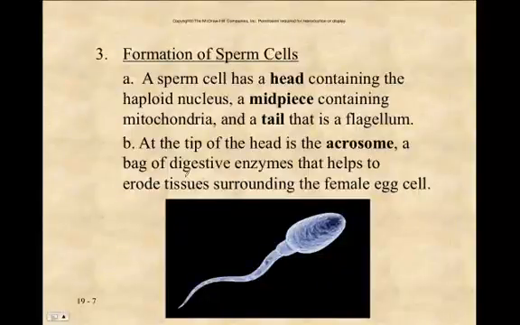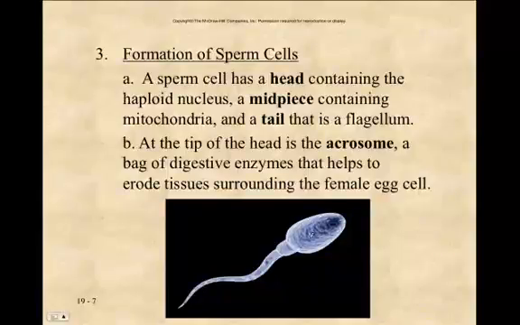So what does a mature sperm cell look like? A sperm cell has a head, okay? So there's the head containing the haploid nucleus. What that means is it contains basically half of the number of chromosomes that a full individual would have, right? So again, it's a haploid cell.